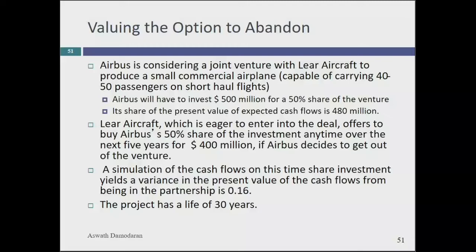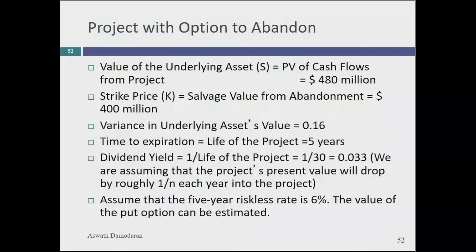Let's assume that this is a 30-year investment and that the variance in the value of the cash flows is about 0.16. So the $480 million that I estimated could become $650 million or $350 million. So I've given you the option to abandon. Let's see what this option is worth. First, for the present value of the cash flows, I look at what would happen if I entered the joint venture today, which is 480 million. That's your share of the cash flows. The cost, the strike price here, because you can walk away with the put option, is 400 million.